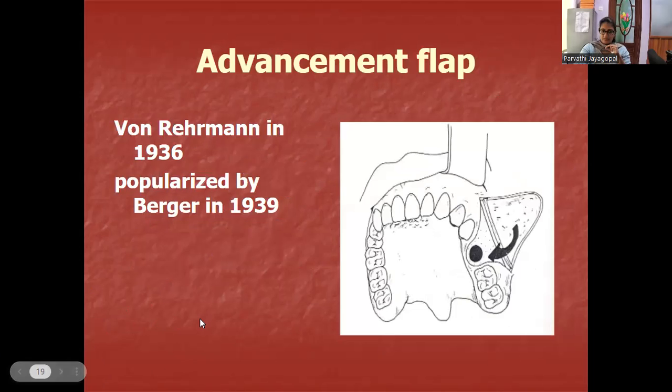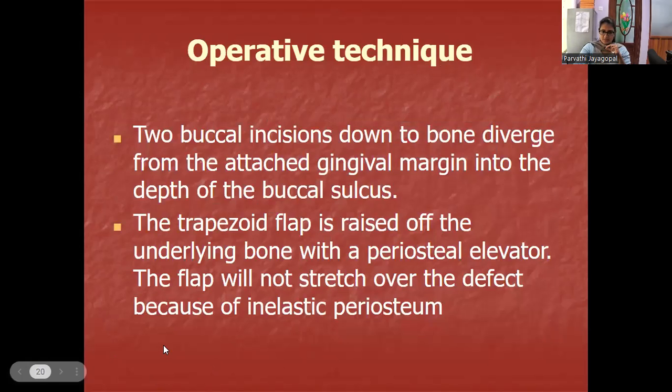Now, the buccal advancement flap was put forward by von Rehrmann in the year 1936. In this flap, you can see that there are two diverging incisions that are placed, and a full thickness flap is raised along with the periosteum. Because the periosteum is going to be inelastic, the periosteum is scored and it is made to advance over the defect.